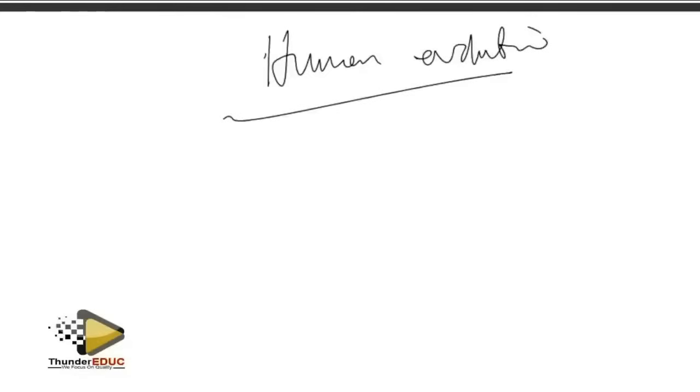Let's kill the human evolution now. Human evolution, guys, the most important part where students sometimes lose marks is the phylogenetic tree. I don't know why, but we'll talk about it.